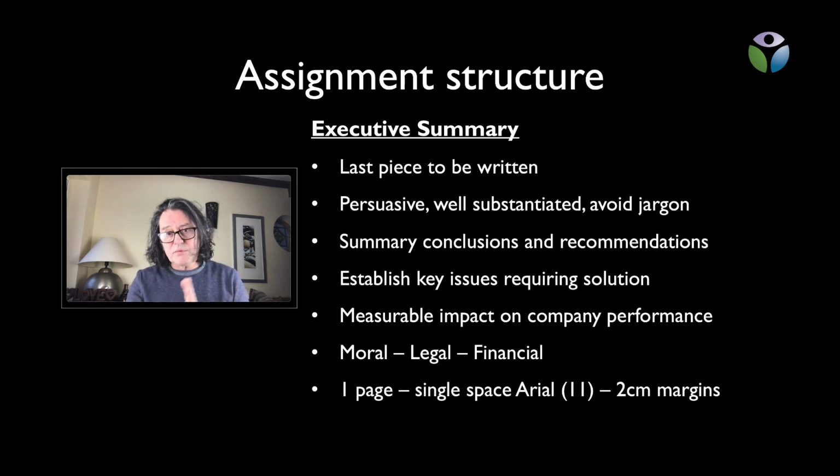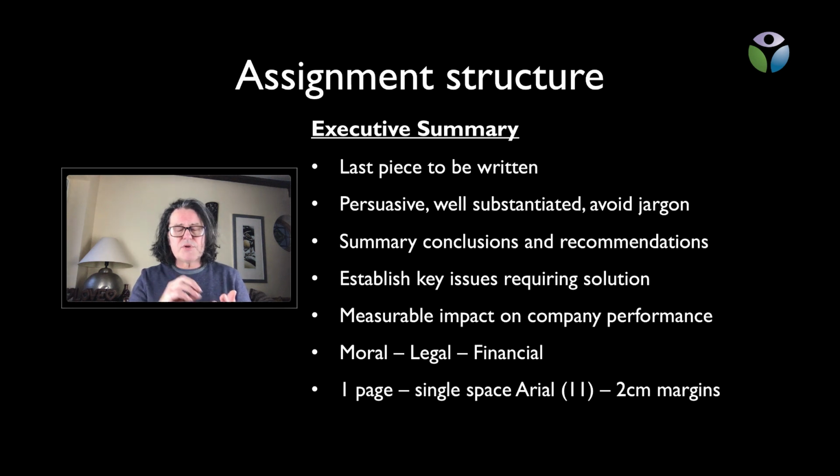Make sure it's factual. Your facts are substantiated, and write it in plain language. Avoid jargon. Certainly don't use any acronyms, etc. But bear in mind, you've got to keep it short, and it needs to be comprehensive. You need to include a summary of your main conclusions and your main recommendations. You need to clearly identify the key areas for improvement that you are recommending. These should be limited to 3. More on that when we talk about the marking scheme a little bit later on.